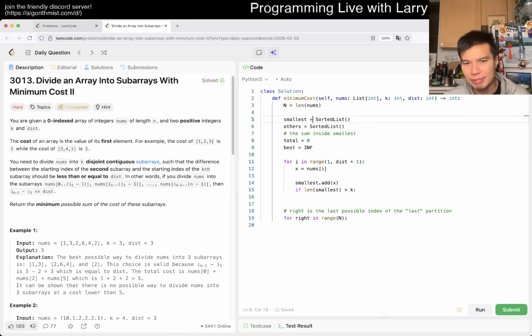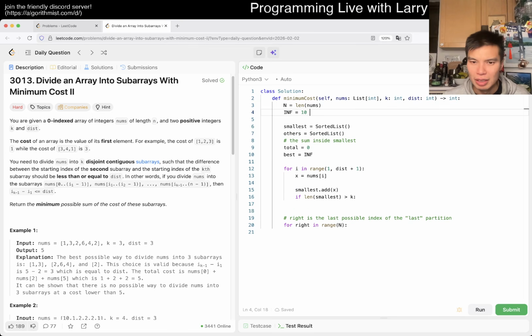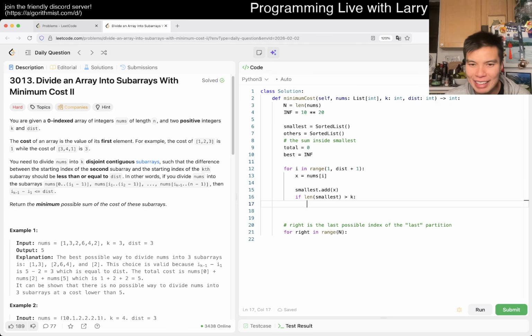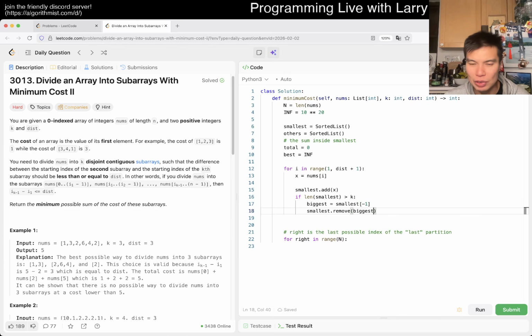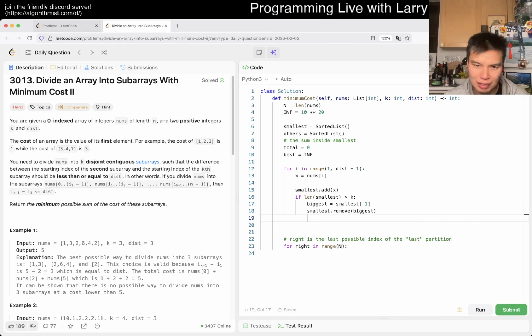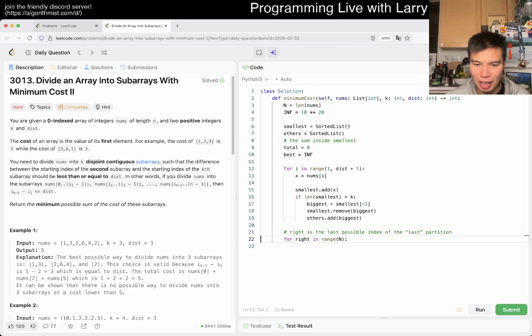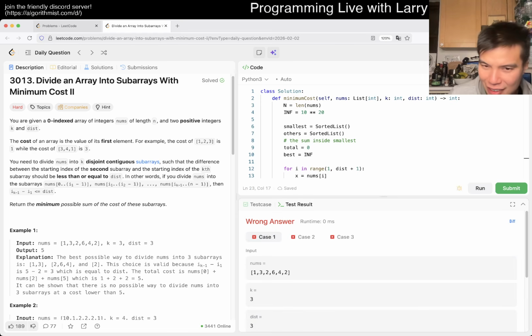So infinity. Yeah, so then now, and we're going to reuse this, so maybe we could write a helper, but I'm just lazy, it's fine. So if it's bigger than k, then we take out the biggest number, right? Remove biggest, and then we put it into others, right? We're gonna just run it real quick to make sure I don't have any weird indexing things.